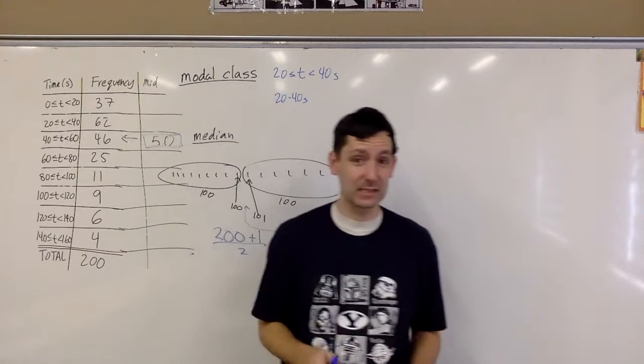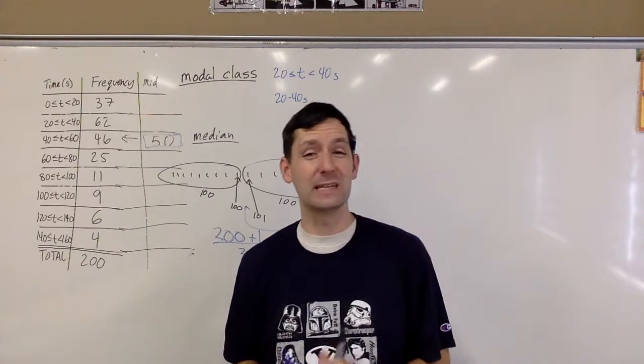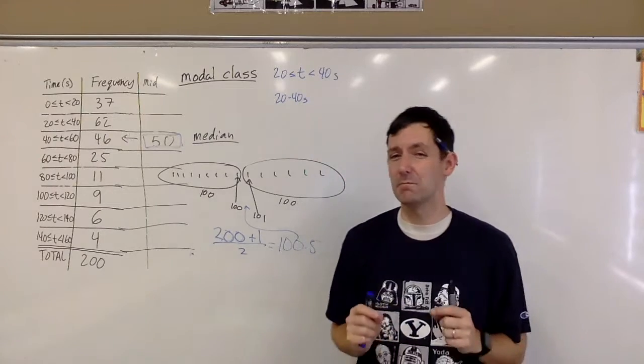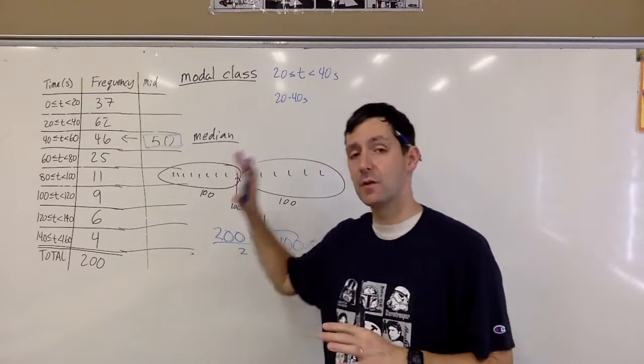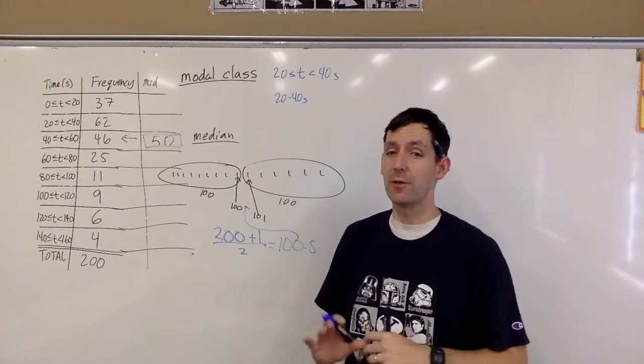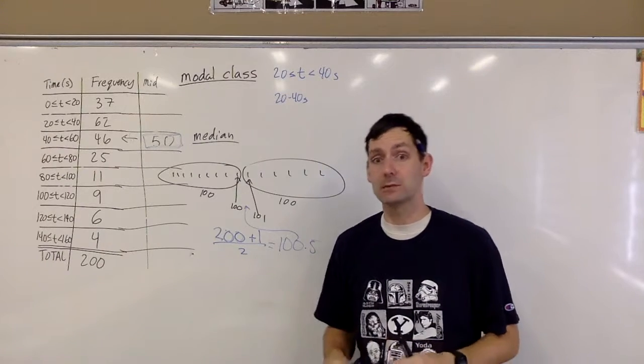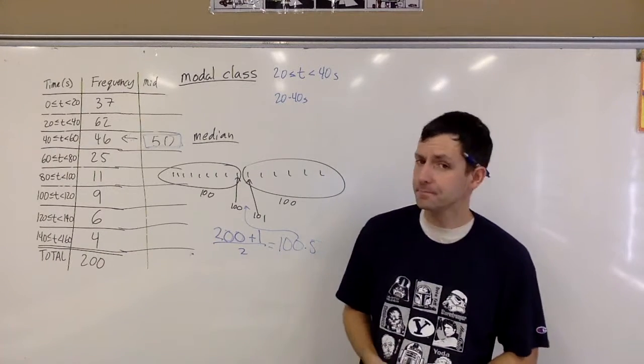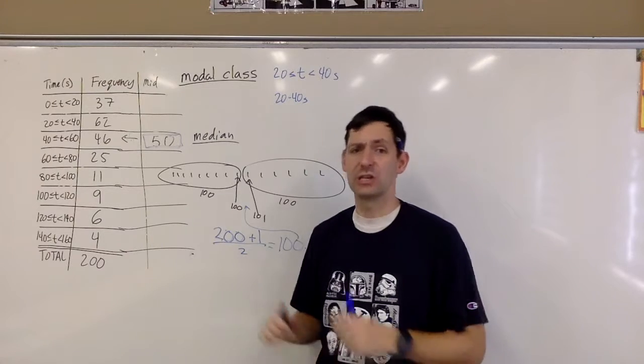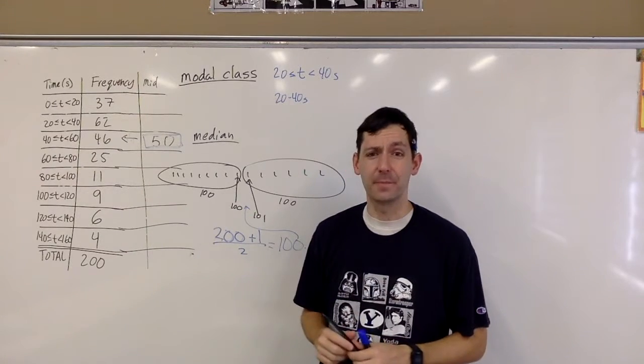Now, next class, I'm going to teach you how to use a cumulative frequency diagram, and that's actually going to give us a much better estimate of the median here. And we'll talk about some other things with that as well. We're going to get into box and whisker plots and some fun things like that. But for now, we're just going to say, okay, it's about 50, okay?